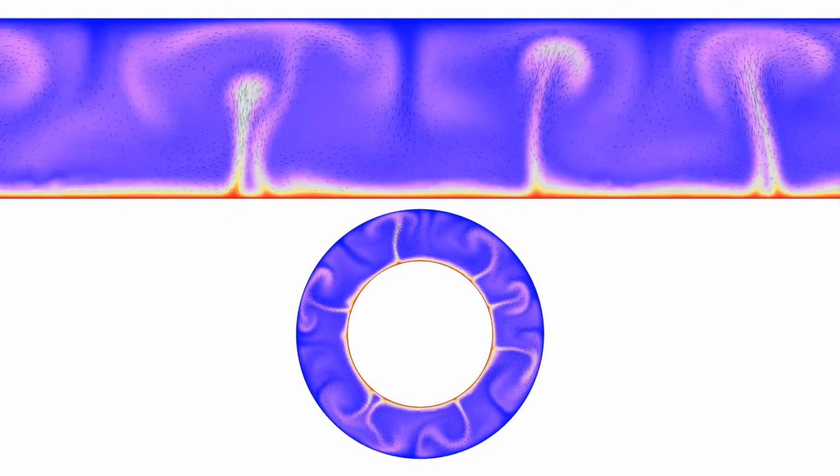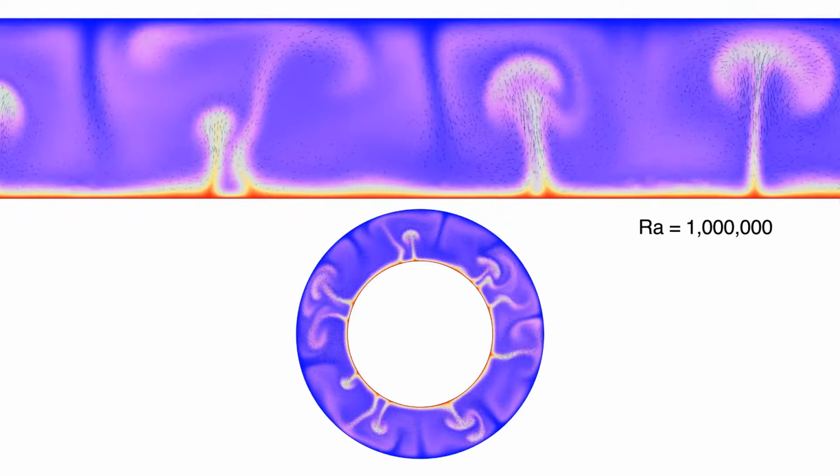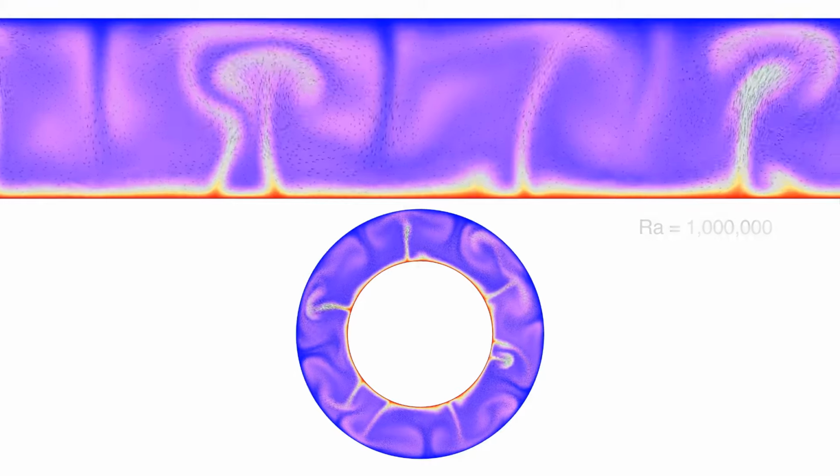Here we show results from the two domain types together at a Rayleigh number of 1 million so that they can be compared with each other in more detail.